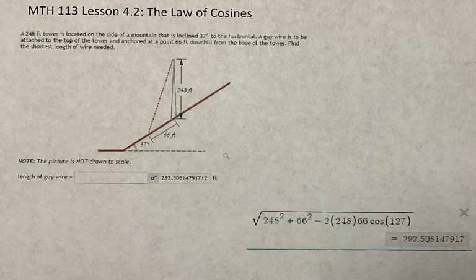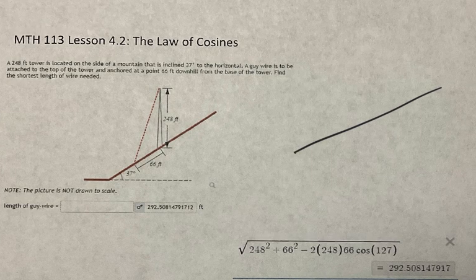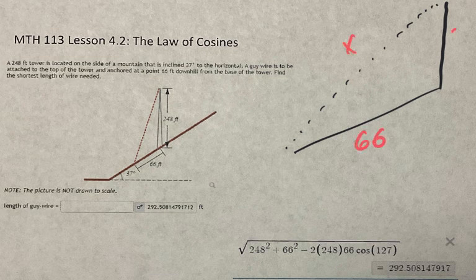S equals. Oh, we're almost done. So we're looking for the length of the wire again. I'm going to focus in on this triangle. I'm looking for the length of the guy wire, which is here. I'm going to call that X. I know this side is 66, and it tells me the height of the tower is 248 this time.